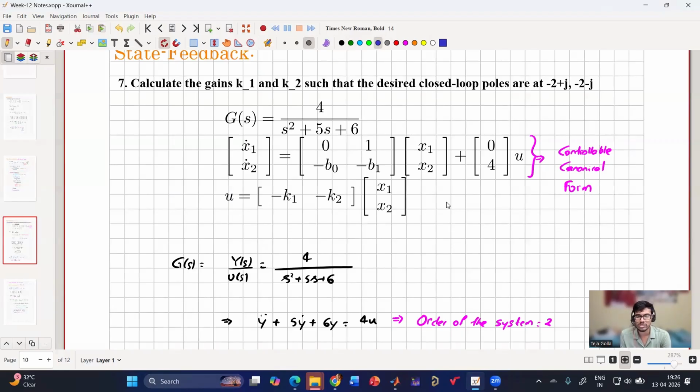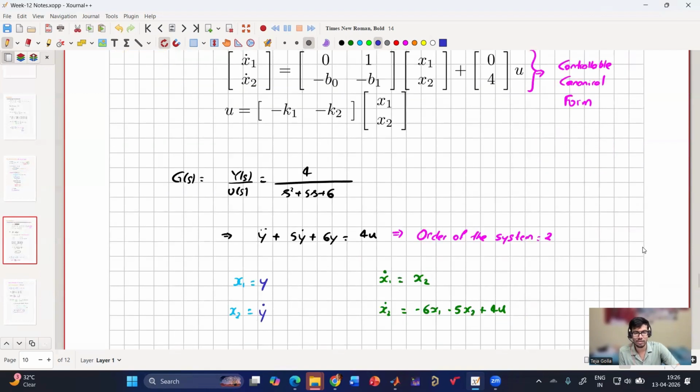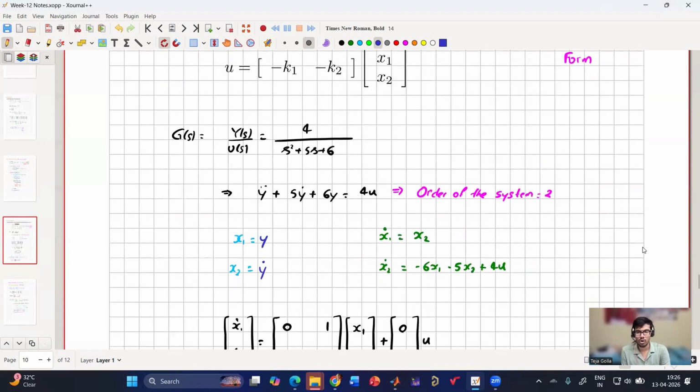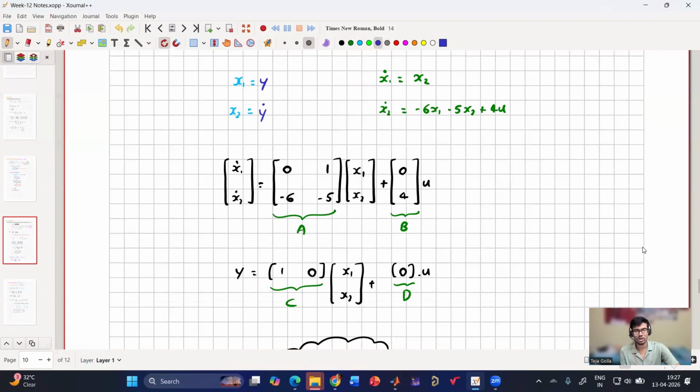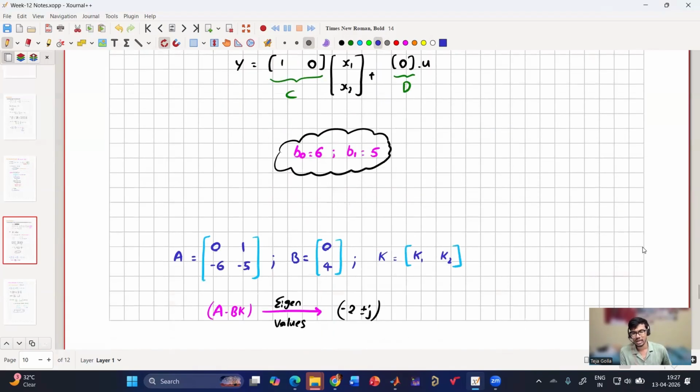So we have to identify B0 as well as B1. So once we identify B0 and B1, then only we will be able to solve further, because we need A, B matrices to calculate the unknown K matrix. So we have written the differential equation, and we have identified the order of the system is 2, which means if we consider x1 to be y and then x2 to be y dot, then we'll get this state space representation. From there, I got the A, B, C, D matrices, and then I have calculated the B0 as well as B1 values.